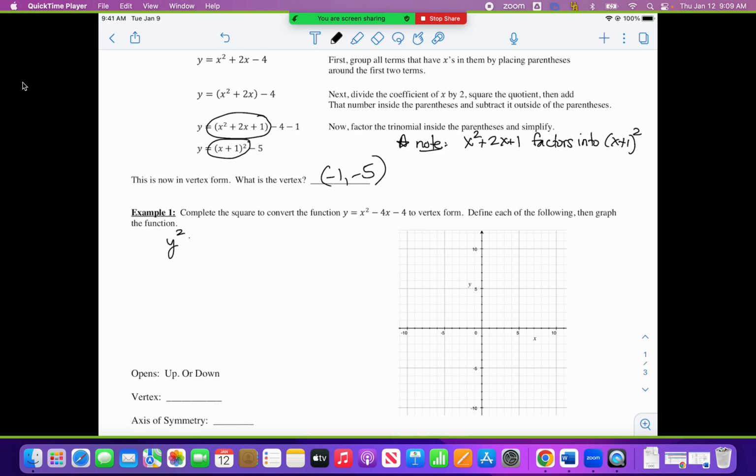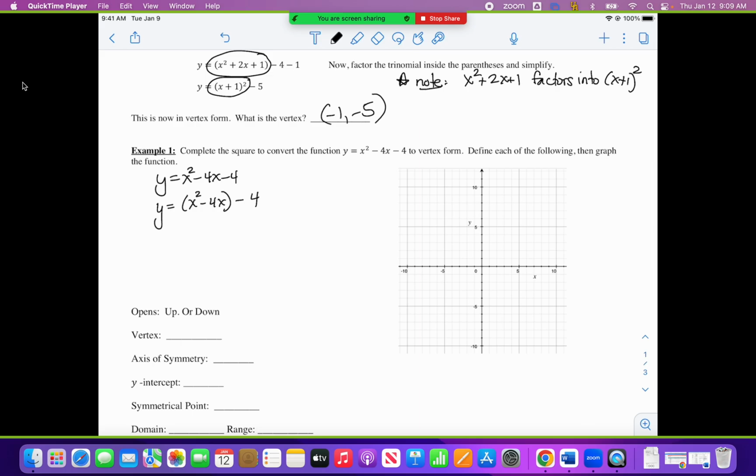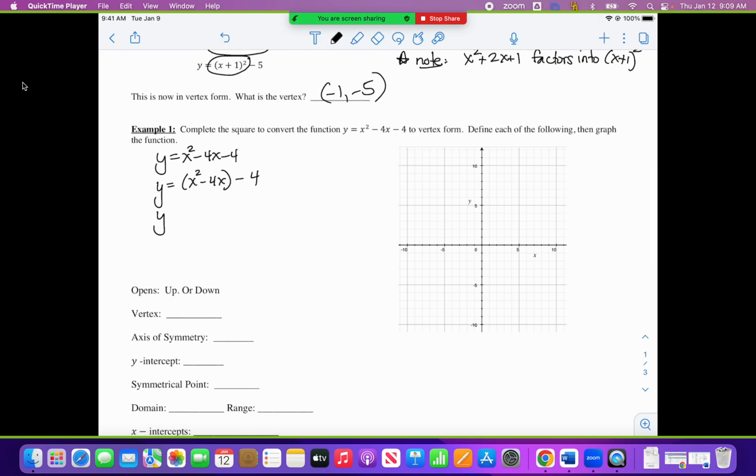So we're going to start with x squared, y equals x squared minus 4x minus 4. So we're going to look at the steps above. Step 1, put the x squared and x together in a parenthesis. Now you're going to take half of the x value, which is -2, and square it. -2 times -2 is +4.